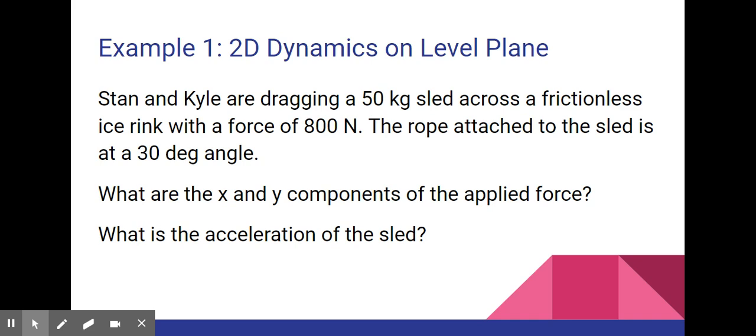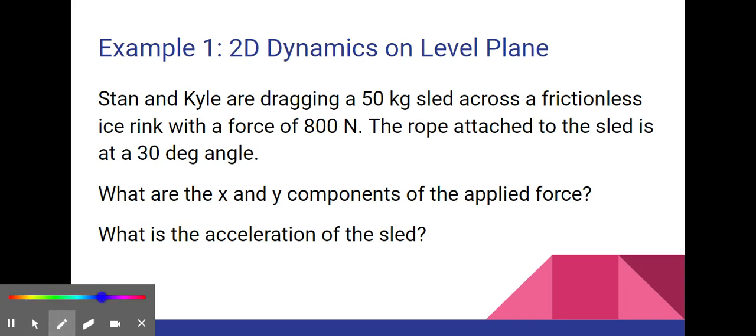Okay, so here's a quick example. Stan and Kyle are dragging a 50-kilogram sled across a frictionless ice rink with a force of 800 newtons. The rope attached to the sled is at a 30-degree angle. What are the x and y components of the applied force? And what is the acceleration of the sled?